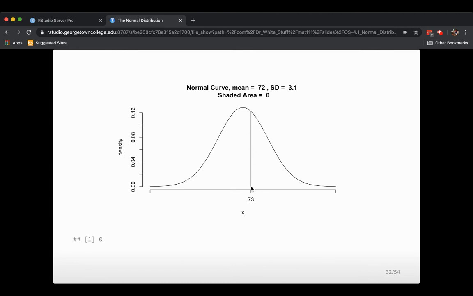And what is that area? Well, you know, for a rectangle, the area would be base times height. We got a height here, but our base is 0 wide. 0 times a height is 0. So this area here is 0. There is a 0% chance for a person to be exactly 73 inches tall.